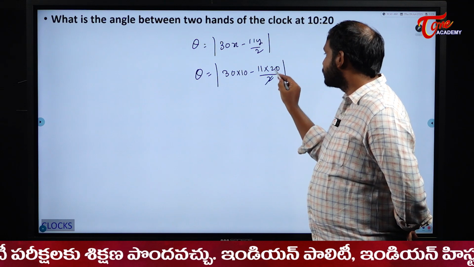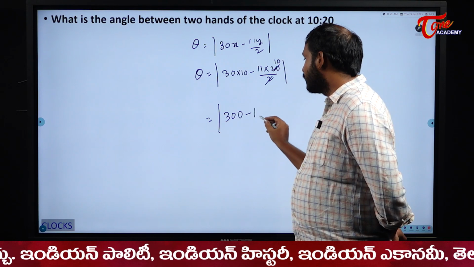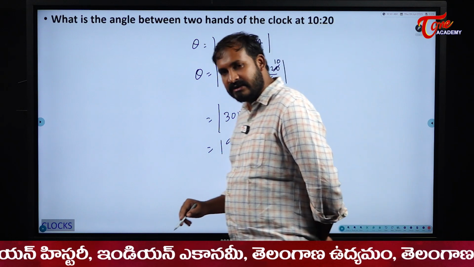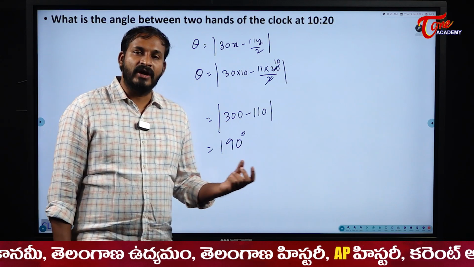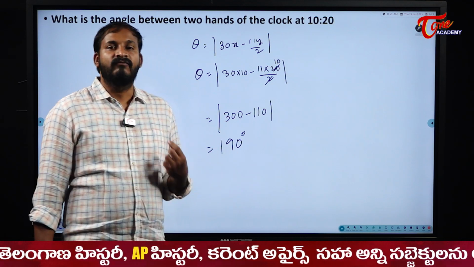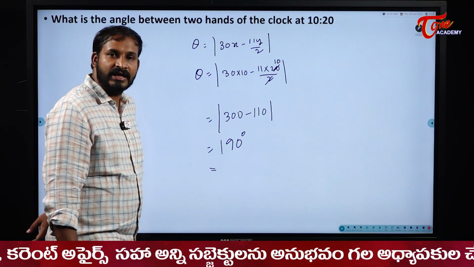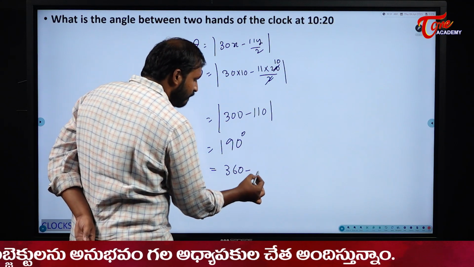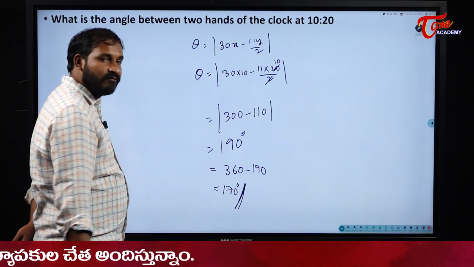Right? So 2 ones, 2 tens. What does it become? 300 minus 110. You will get 190 degrees. Is 190 degrees our answer? No. Why? Because the angle between two hands of the clock should always be less than or equal to 180 degrees. But what we got here is 190 degrees. So what should you do now? You should simply find its reflex angle. How will you find the reflex angle? By subtracting it from 360 degrees. So 360 minus 190 will become 170 degrees. So the answer should be 170 degrees.